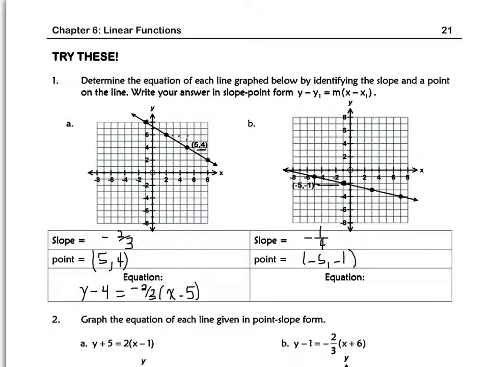Now again, you don't have to use this point. You could use any one of the points, but we're just going to use that point there, because the coordinates are already given. And then this would be y minus a -1 becomes +1 equals -1/4 times x minus a -5 becomes +5.